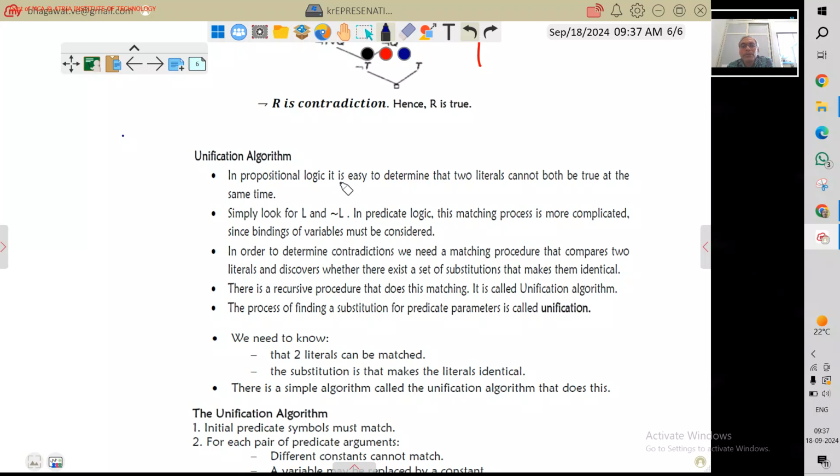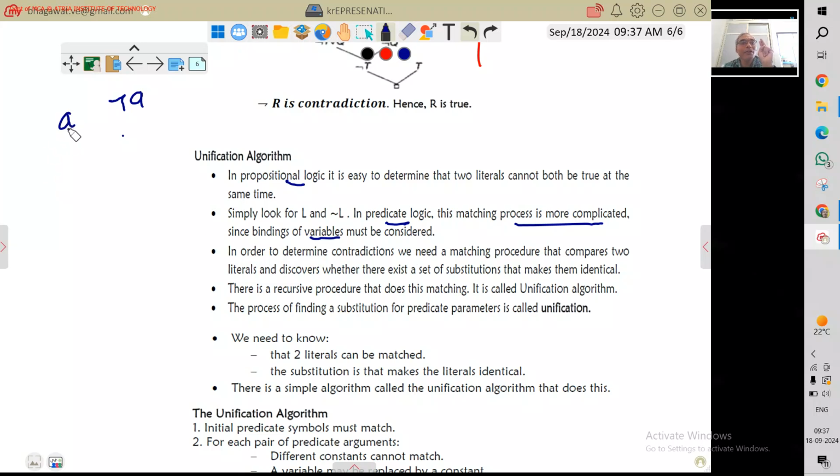Now in propositional logic, it is easy to determine that two literals cannot be true at the same time. As we said, if you have two clauses, one is A and the other is negation A, both cannot hold simultaneously, so we cancel them and get a resolvent clause. It is easy in propositional logic, but when we go to predicate logic, it is very difficult. In predicate logic, the matching process is more complicated because we have variables.